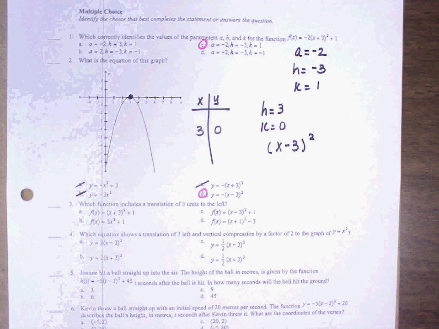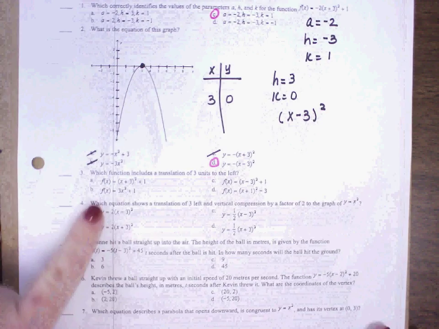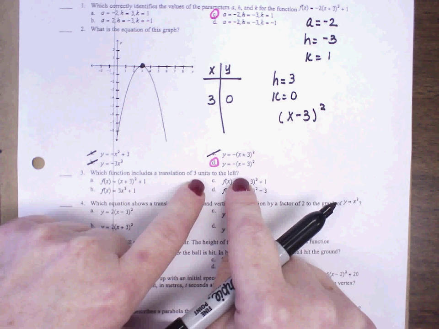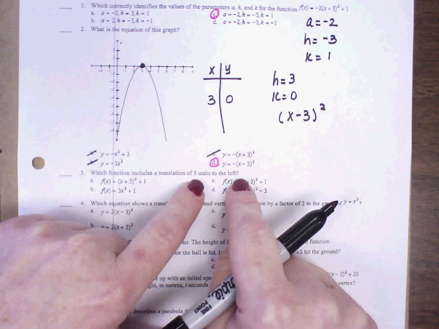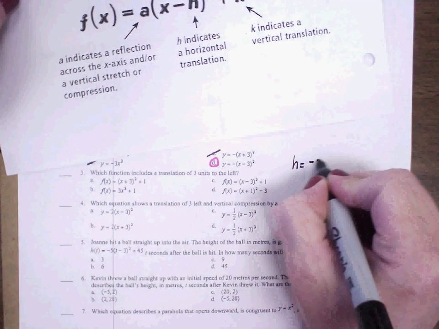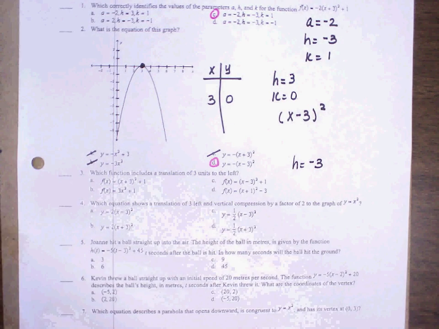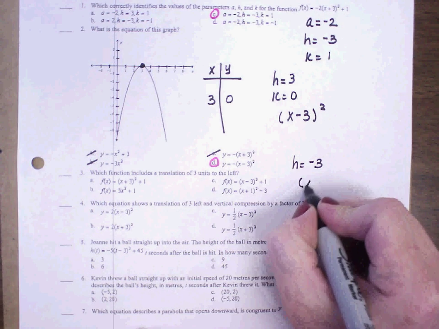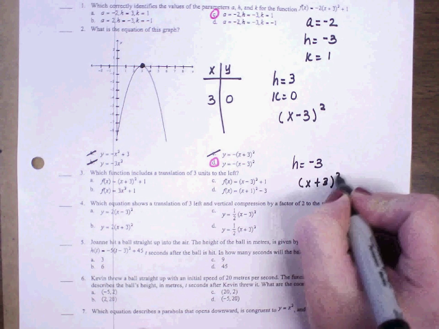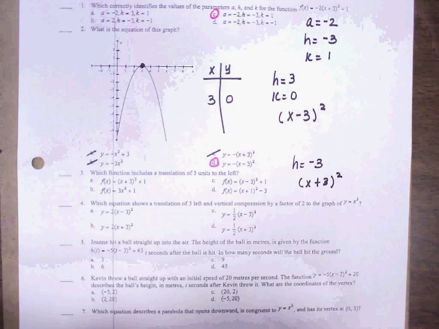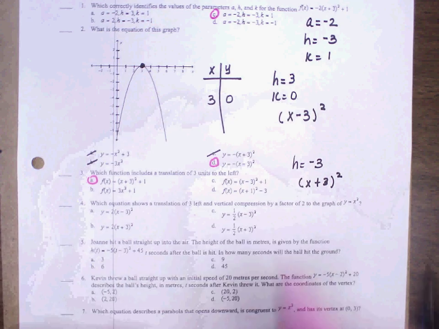All right, next one. Which function includes a translation of 3 units to the left? What does 3 units to the left impact? The H. So the H equals negative 3, which means in the equation it's not going to be negative 3. In the equation it's going to be what? X plus 3, correct? So it's letter A.